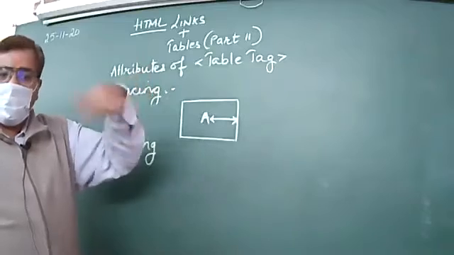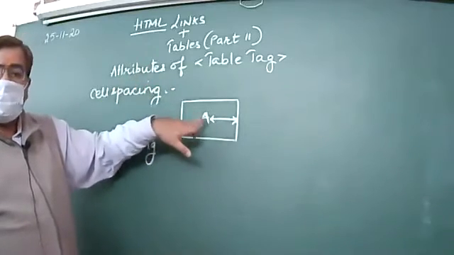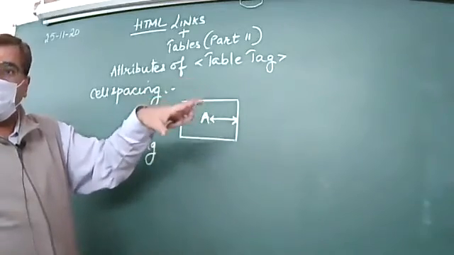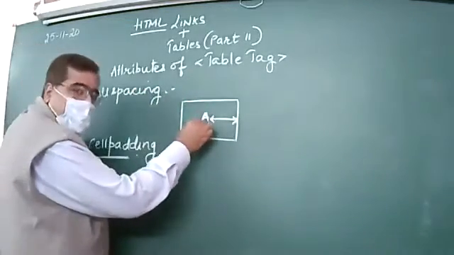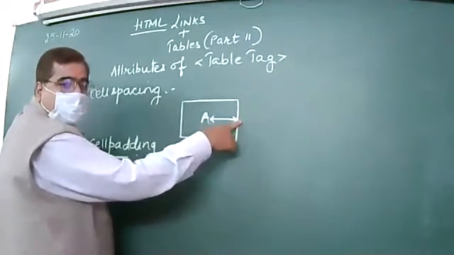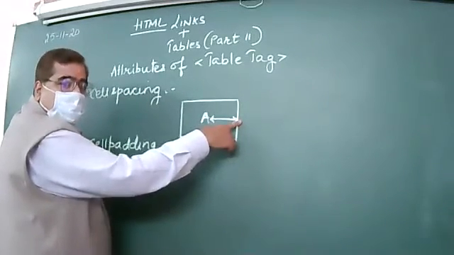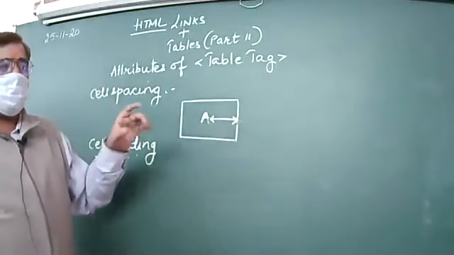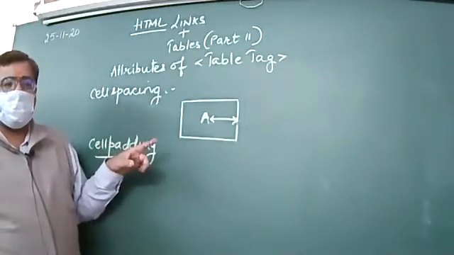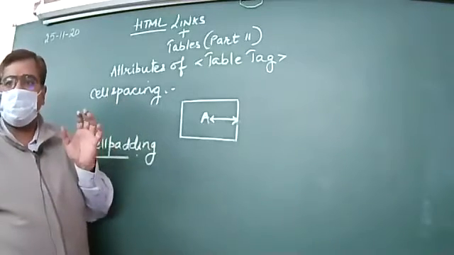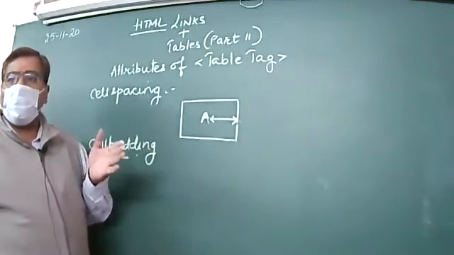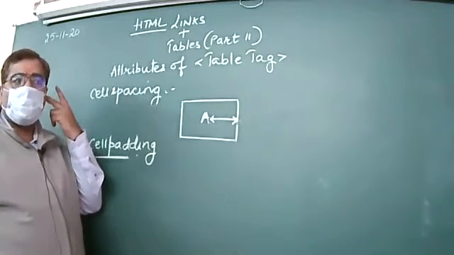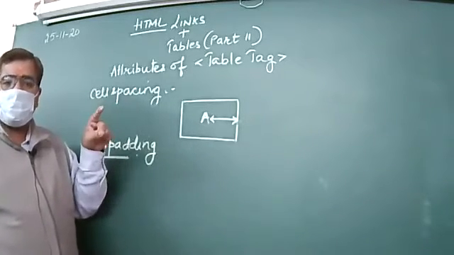So briefly, I again revise the definition of cell padding. Cell padding is an attribute of table tag that is used to provide the space between the content of the cell and the border of the cell, right? 2-3 years back, there was a question of difference. 1 mark question was there. Difference between cell padding and cell spacing. I hope I gave this question in the meritorious assignment also, the assignment of meritorious which was uploaded yesterday.